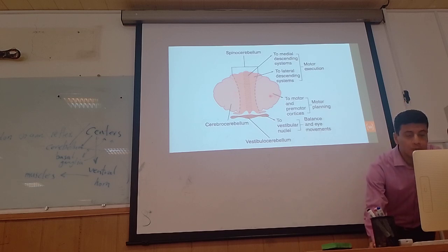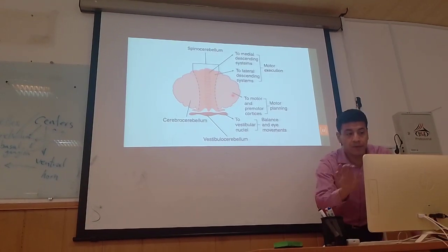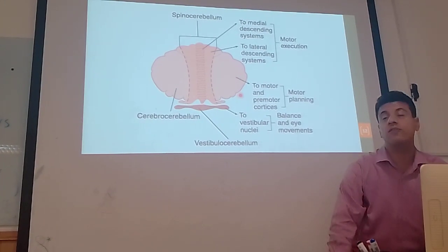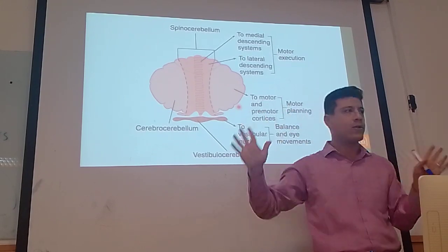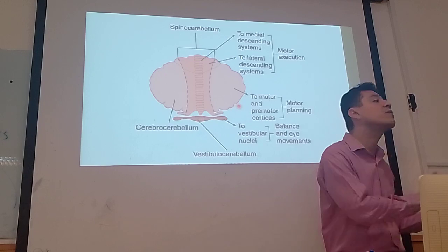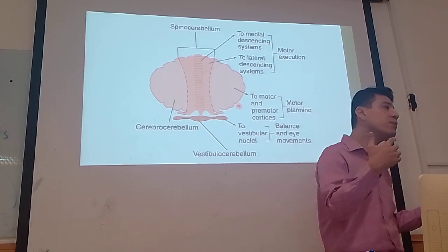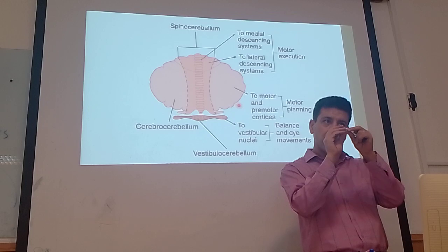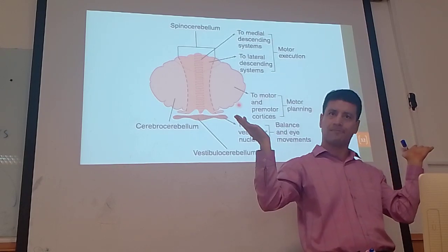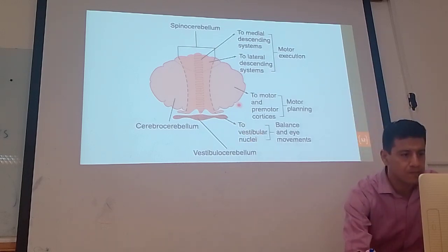So the lateral zone, I told you that there is no map here, map of the body. The lateral zone of the cerebellum is only connected with the cerebral cortex, right? There is no input from the reticular formation, no input from the red nucleus, no input from the spinal cord, okay? So the only part which is connected with the lateral zone of the cerebellum is motor cortex, right? So it's important for motor planning.